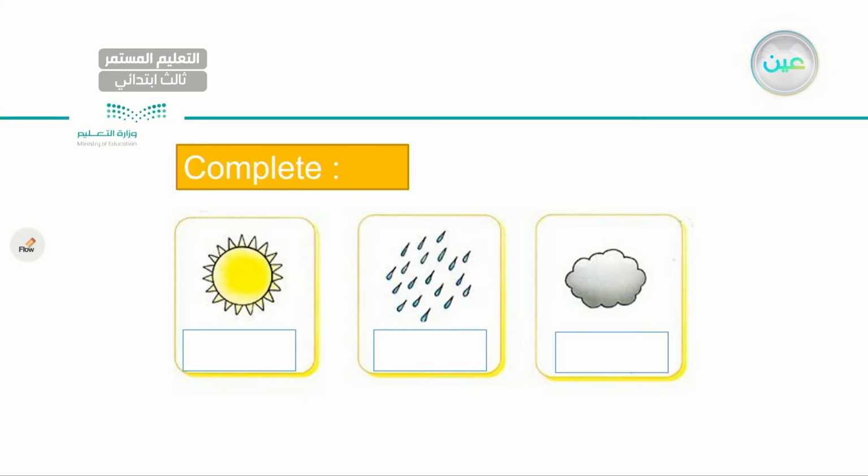Now, let's try to answer the first picture. What's the weather like? It is sunny. Very good. Moving to the one in the middle. What's the weather like? It is rainy. Very good. And how about the last one? What's the weather like? It is cloudy. Very good, my dear student.